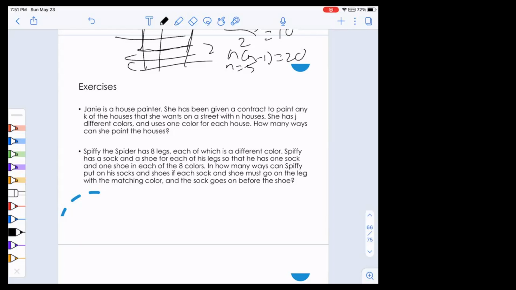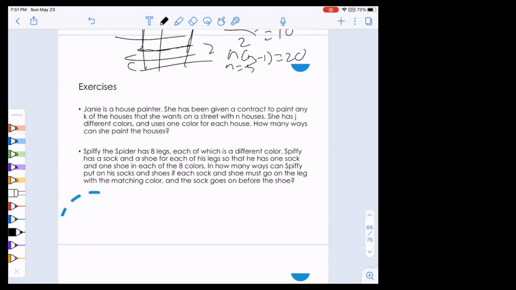All right, so I'll go over these problems right now. Janie is a house painter. She has been given a contract to paint any K of the houses that she wants on a street with N houses. She has J different colors and uses one color for each house. How many ways can she paint the houses?